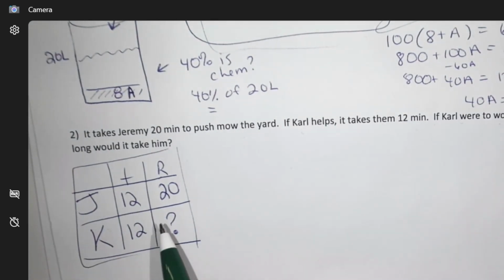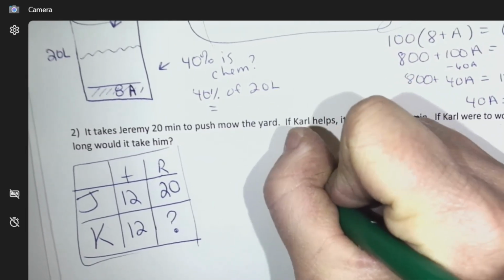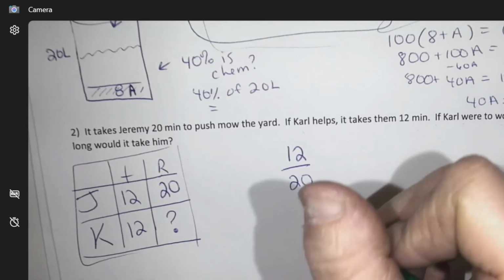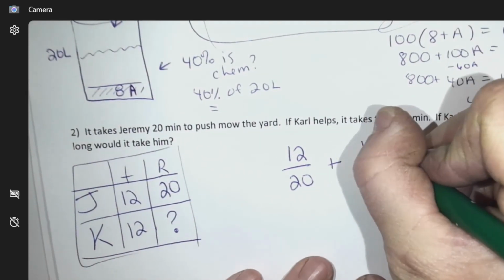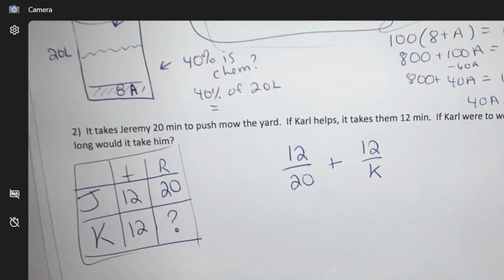So that means we're trying to figure out Carl's rate, because if alone, how long to do a whole job? So Jeremy does 12/20ths of the job. That's the portion that he does. And Carl does 12/8ths of the job. That's the portion that Carl does.